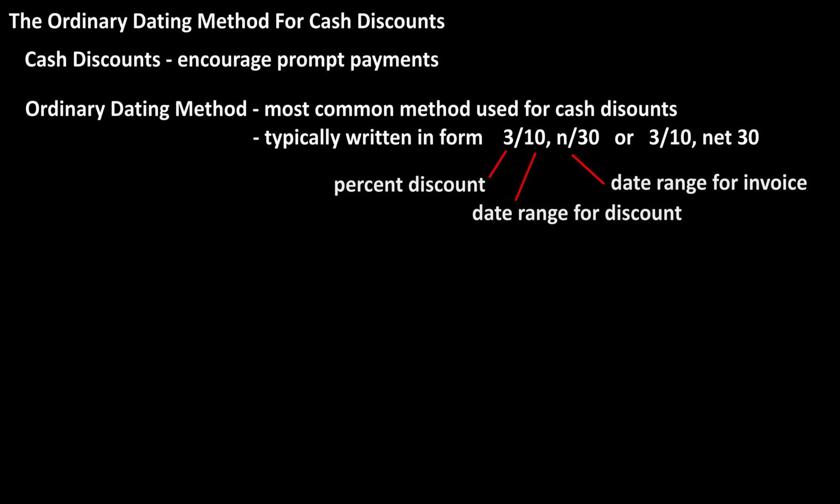The first number in the first term is a % discount. The second number is a date range. So in this case, 10 days. And net 30 is again a date range. So in this case, 30 days.